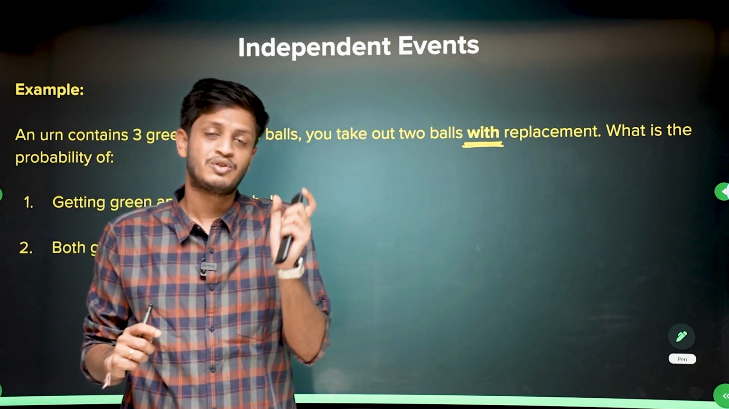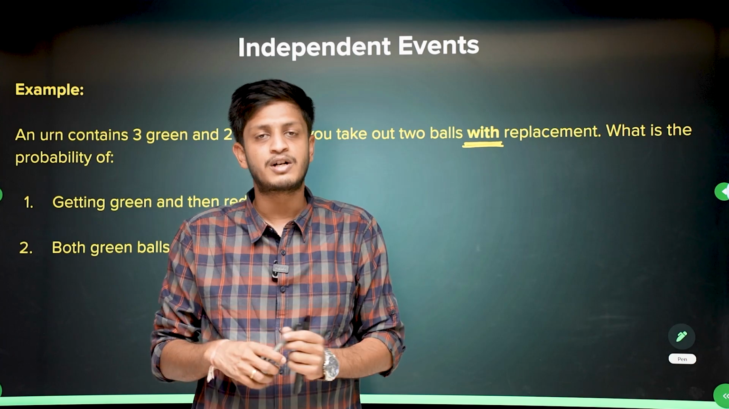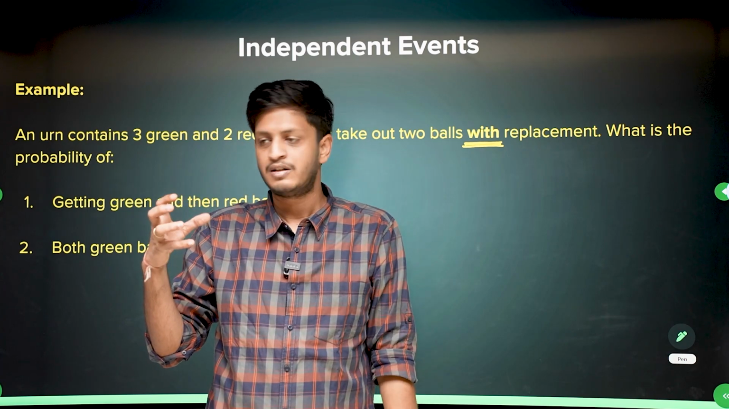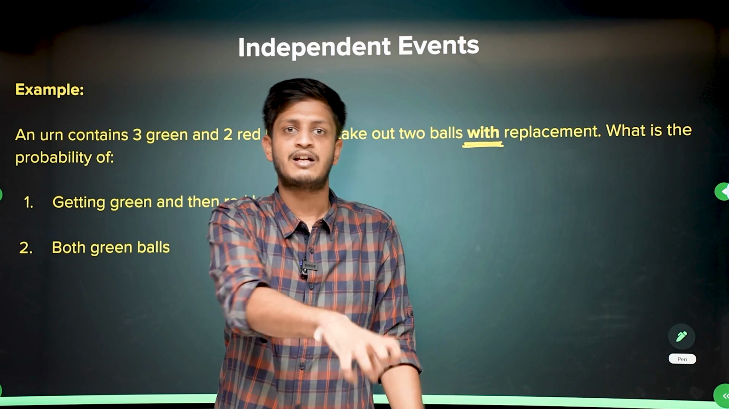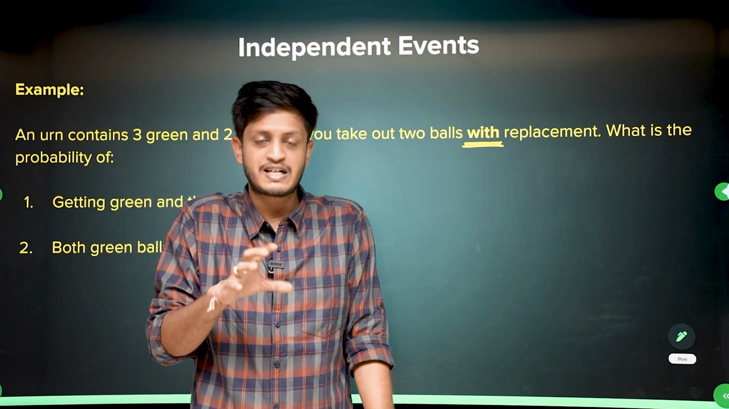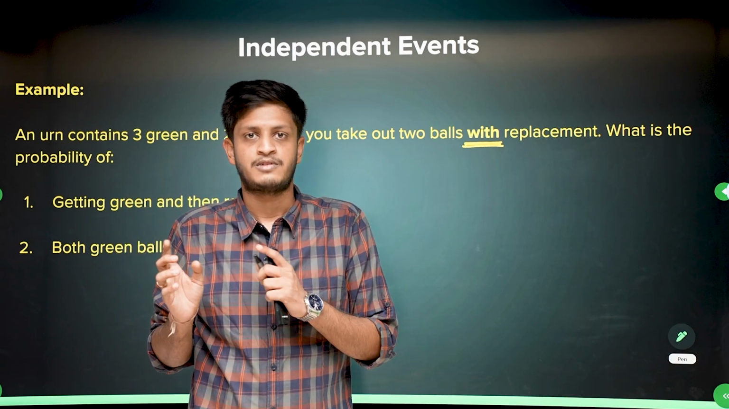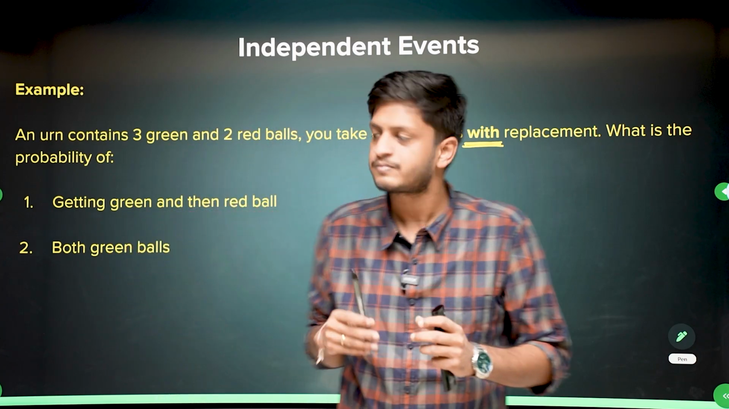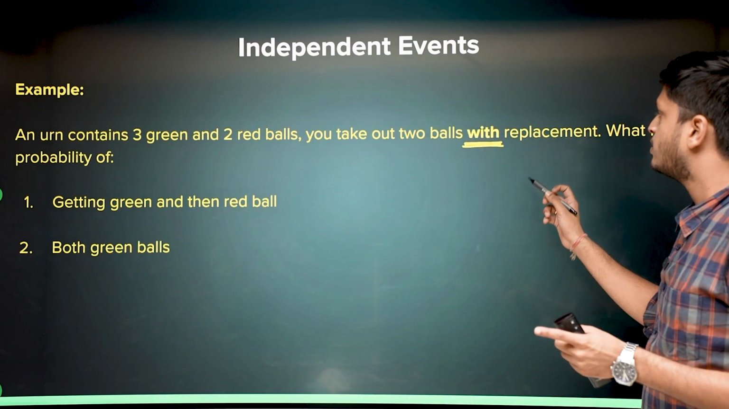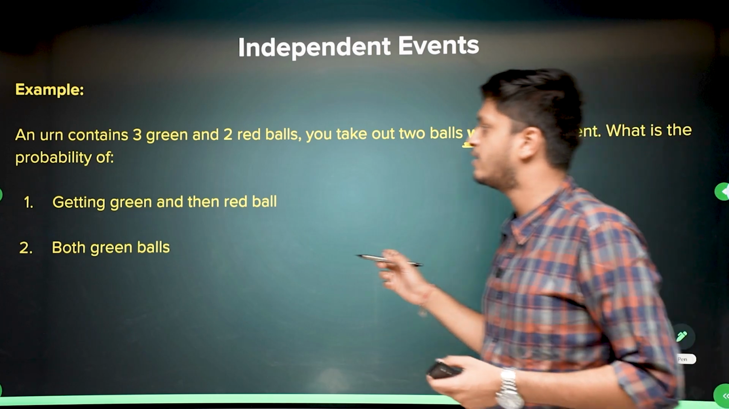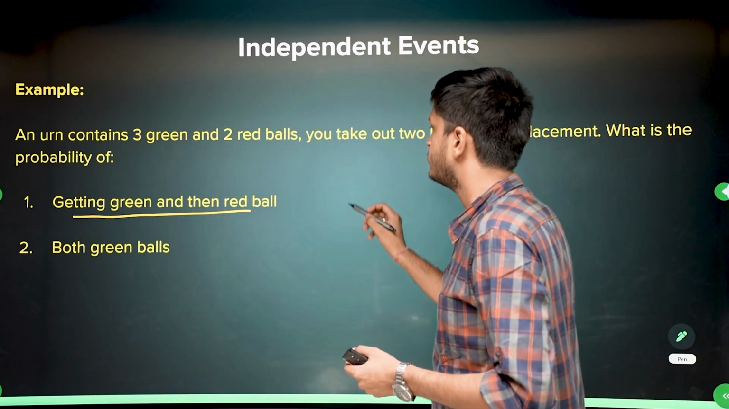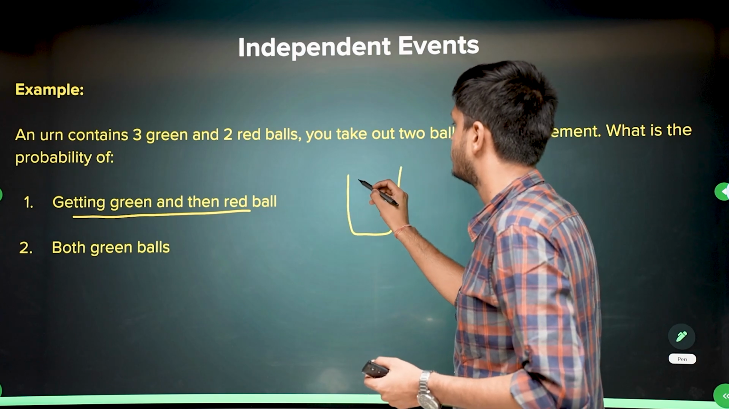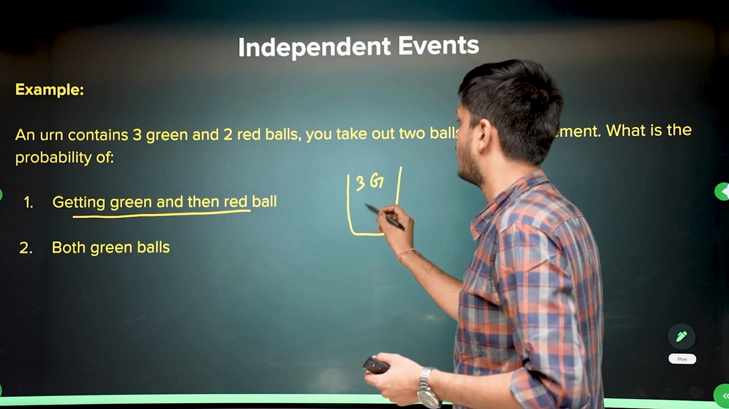So it is mentioned that you're pulling 2 balls with replacement. What does it mean? You take 1 ball out, see the color, and then put it back. Shuffle again and take 1 ball out. So the state of the bag remains the same after pulling 1 ball out. So you take 2 balls with replacement. What is the probability of getting a green and then a red ball? Easy problem. A bag contains 3 green and 2 red balls.